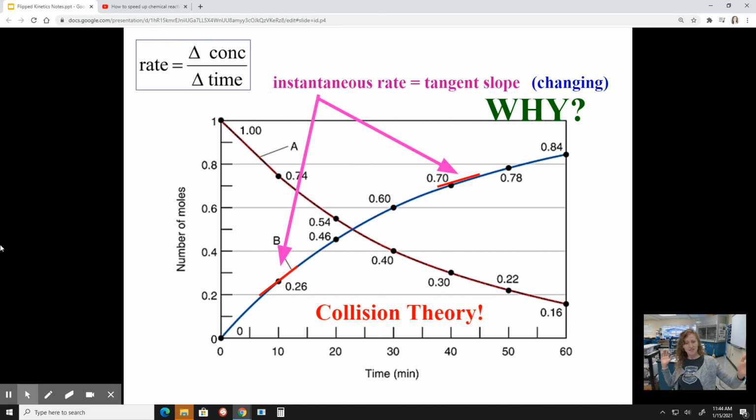There you go. How to get a date for the dance and speed up a reaction. So there's our collision theory. Notice he said it in the beginning. Collision has to happen with enough energy and the right orientation, right? And so there's 5 different ways we can manipulate our reaction in order to change the reaction rate.